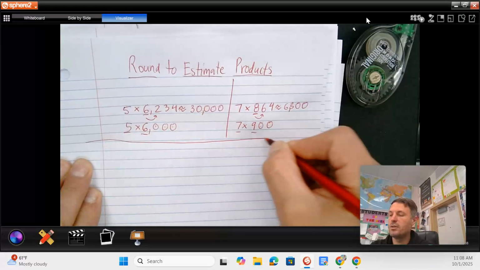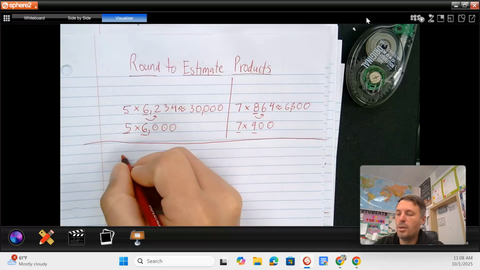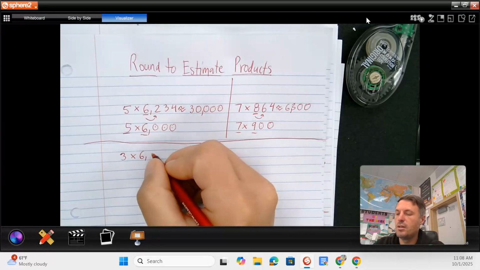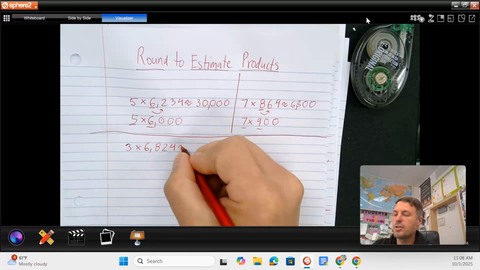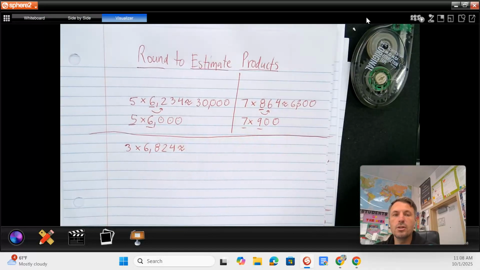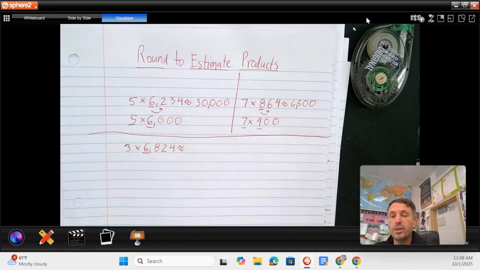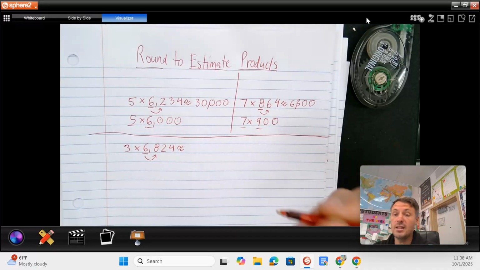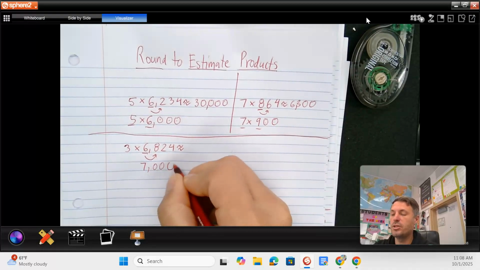Okay? Let's do a couple more examples together. Let's say we have 3 times 6,824. Okay, but we don't need the exact answer. We're just finding an answer around the exact answer. So we round 6,824 to the thousands place, to the greatest place value position, which means the 6 asks the 8 for a raise, and the 8 says yes because he's 5 or more up the score. So that 6 becomes a 7. Everything to the right becomes zeros.